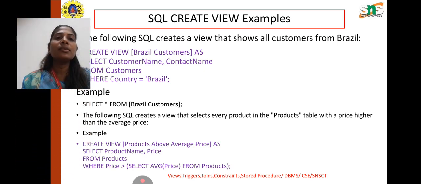The following SQL creates a view that selects every product in the products table with a price higher than the average price. Example: CREATE VIEW Products_Above_Average_Price AS SELECT product_name, price FROM products WHERE price > (SELECT AVG(price) FROM products).